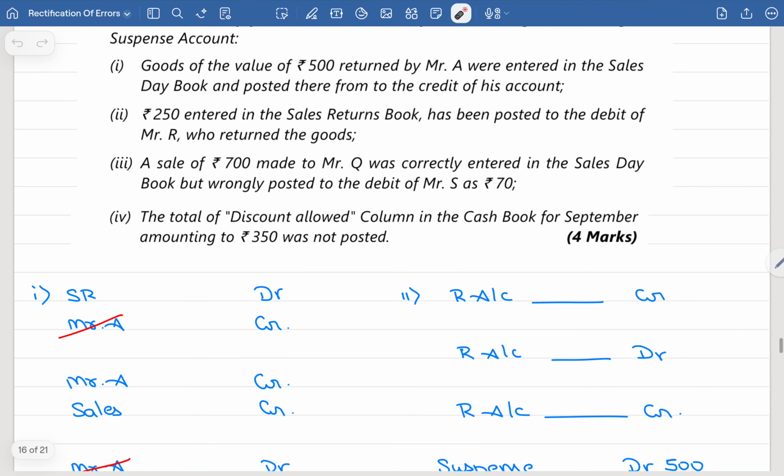Third point. A sale of rupees 700 made to Mr. Q was correctly entered in the sales day book but wrongly posted to the debit of S account as rupees 70. See, there is a mistake in the account. Sale made to Mr. Q. What is the journal entry? Q account debited to sales account rupees 700. But while posting it from journal entry to ledger, sales account is correctly posted. But while posting it to the customer, instead of Mr. Q, they have debited it to which account? Mr. S account. And which amount? 70 rupees. What is the actual sales? 700 rupees. So let us see how to work it now.